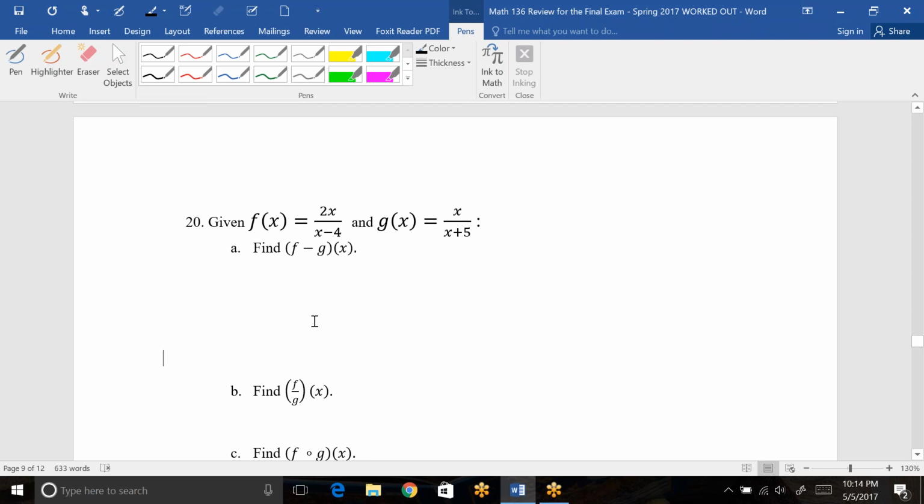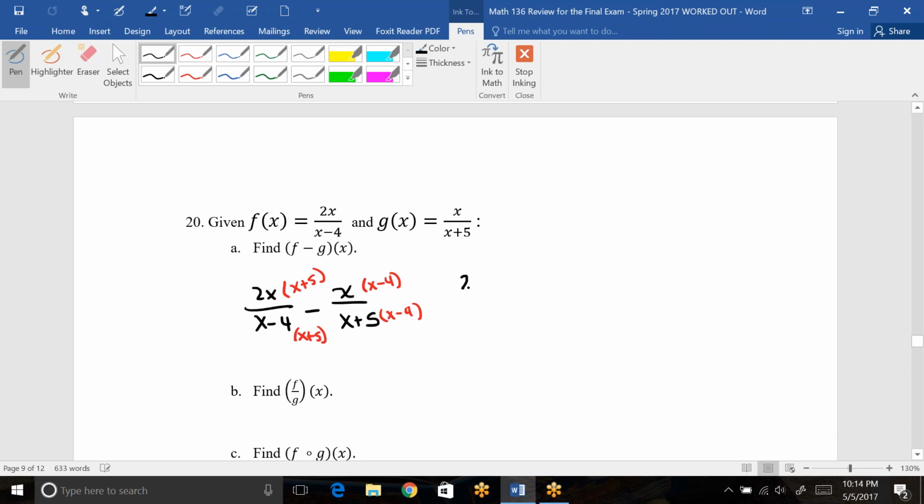So let's start off with subtraction. So we have f and we have g, and we're going to subtract the two functions from each other. So f of x minus g of x. We'll need to get a common denominator because we're trying to subtract. So I'm going to multiply this first fraction by x plus 5 on both top and bottom. I'm going to multiply the second fraction by the x minus 4.